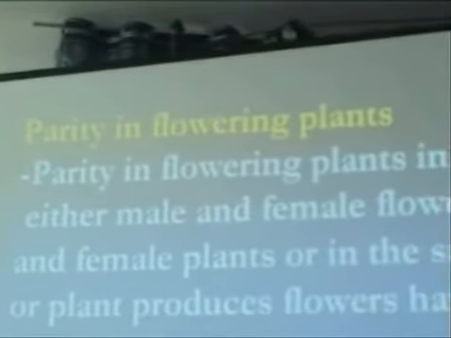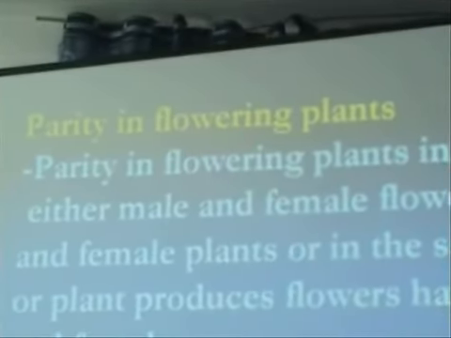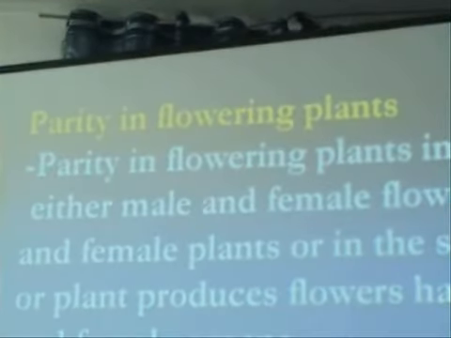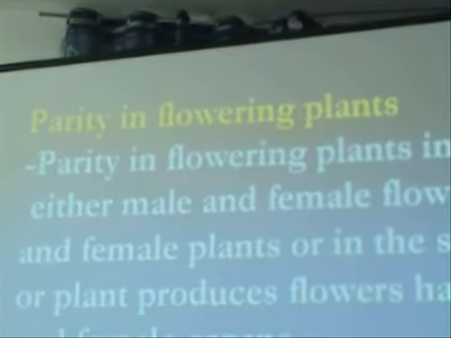The first is the flowering plants. When we say flowering plants, we mean those plants which produce flowers, and you can see their flowers on their canopy or their trees or plants. These are called flowering plants. So we have parity in flowering plants.